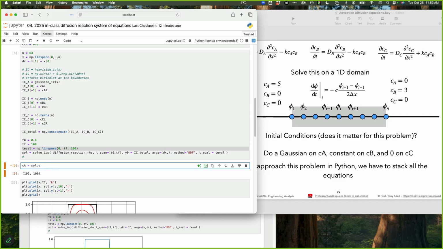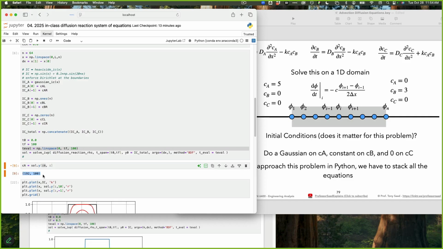CA is sol.y. I'm going to take the first n values in the solution, but all the times. In the first index, I have the values of the solution. In the second index, I have the times, right? If you look at the shape of the solution, it was 192 by 100. So the first index contains the solutions, the second index contains the times.